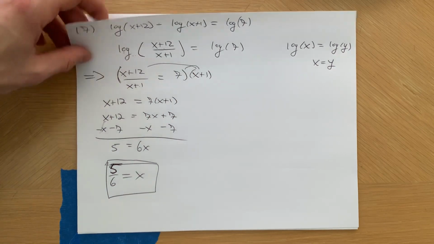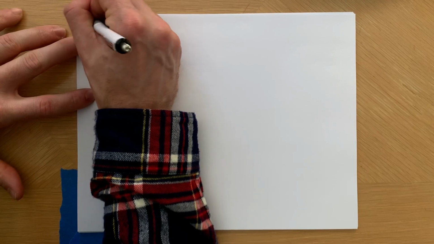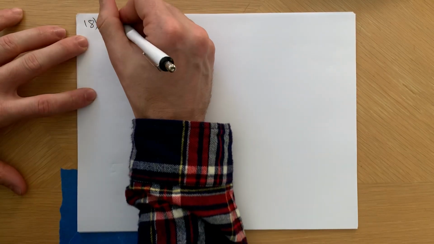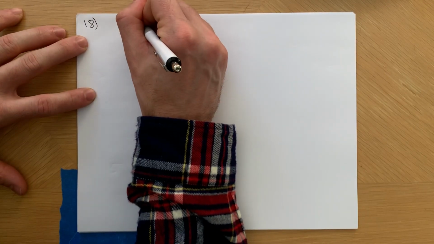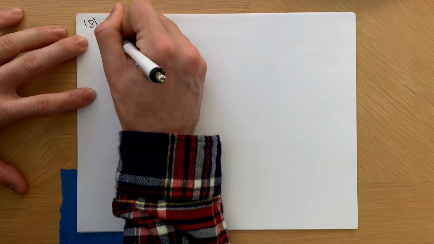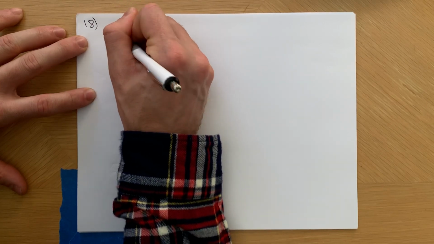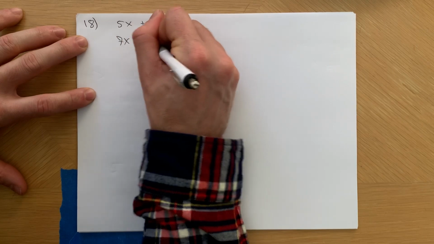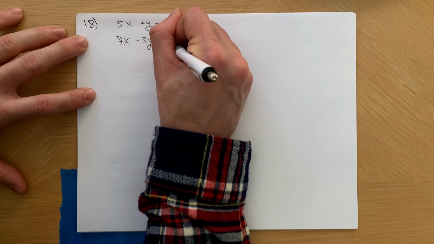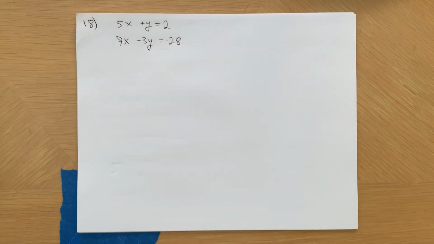Okay, so problem number 18. We want to solve this system of equations. 5x plus y is equal to 2. 7x minus 3y is equal to minus 28. And we want to use any methods, substitution, elimination. So those are the methods that we can use.